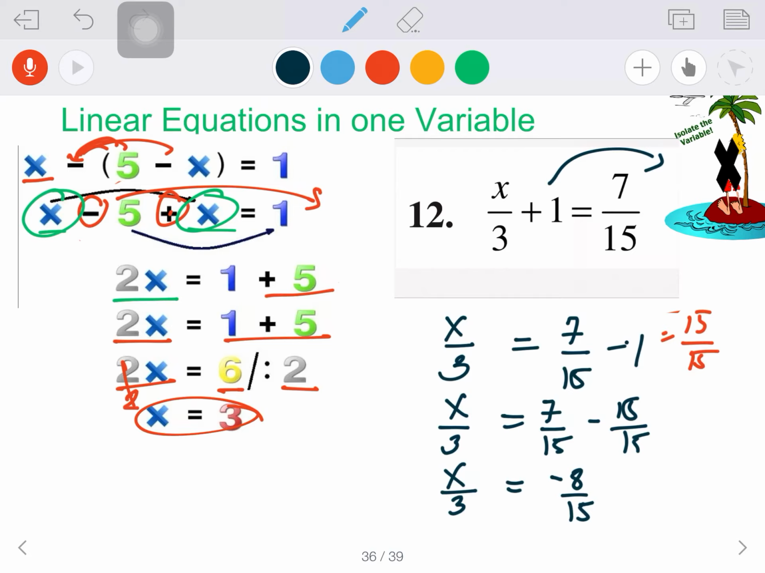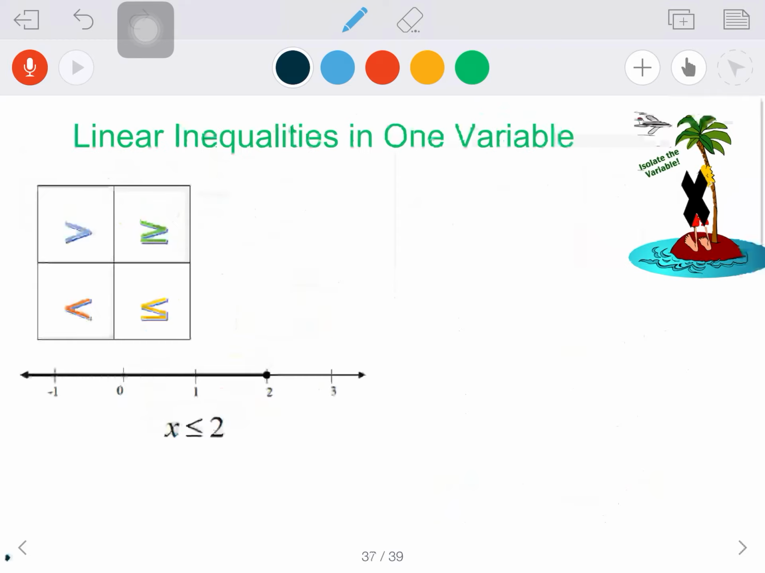Now, how do you get rid of 3 since x is divided by it? It's x over 3. Simple. You just have to reverse the operation. You have to multiply in order to cancel 3. So this will be simply x. On the other side, this is as good as multiplying by 3 over 1. So that would be negative 24 over 15. You don't have to worry if there are fractions involved. Just follow the steps. First, isolate the variable, then use your principles of equality.